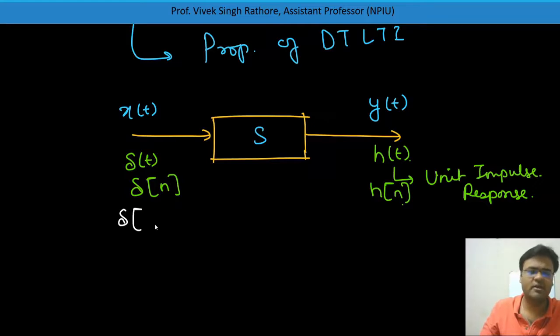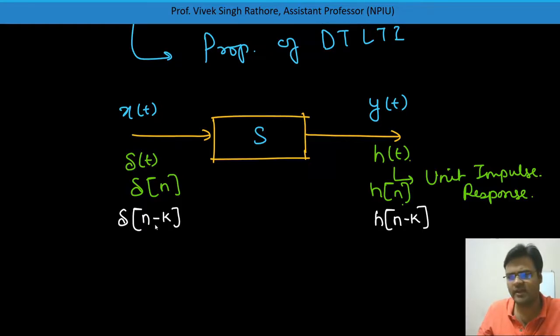Fine. So let's suppose that we are shifting it. Because it is a linear time invariant system, it won't vary with time. So if we shift the input by something, it will obviously produce the same shift in the output also. So h of n minus k will be produced. If delta of n minus k is the input to the system, the output will be h of n minus k.